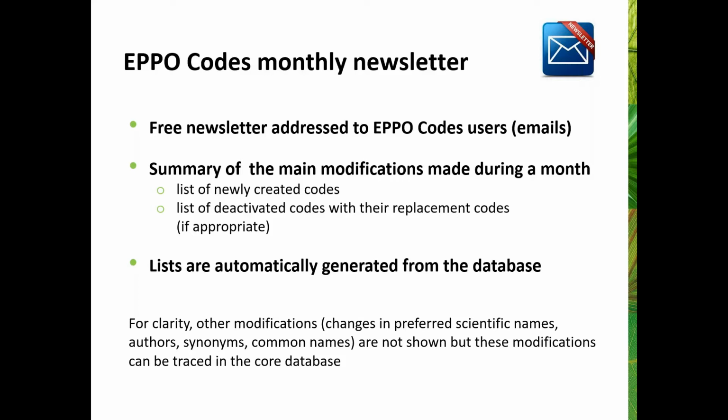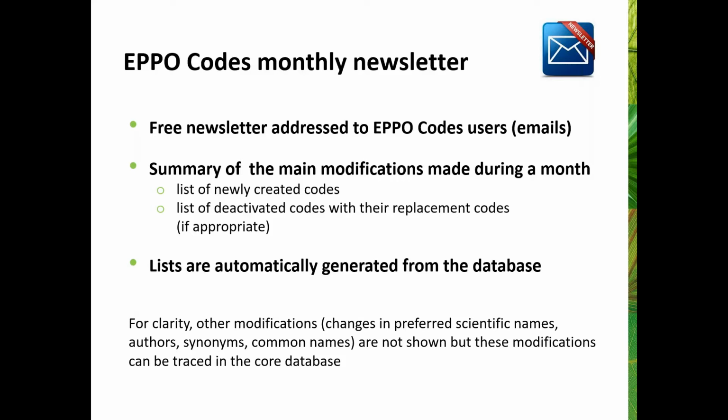So you see in this newsletter a list of newly created codes, and we also give you a list of deactivated codes with their replacement codes when it is appropriate. So those lists are automatically generated from the database, but I must say that we at the EPPO Secretariat check it. So we use the data automatically generated by the database, and we use this list also as a quality control before releasing the newsletter.